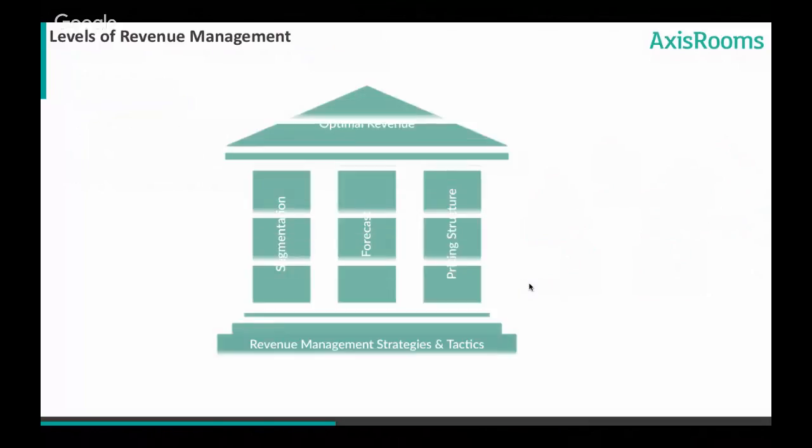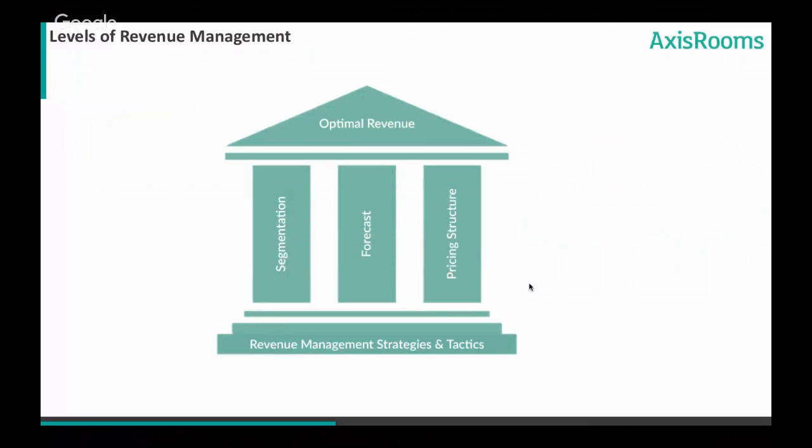So in revenue management, we have different levels of concepts within revenue management. Successful revenue management requires consistent execution at 3 different levels, as you can see here in my presentation. So we have 3 different levels here known as 3 different pillars. The first pillar would be segmentation. Market segmentation. I'm going to be speaking about market segmentation a little bit more in detail, but if I can just give you an overview of what that represents here.